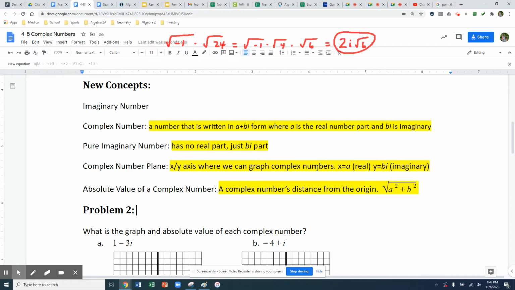A complex number plane is an xy axis, something we're used to seeing, where we can graph complex numbers. The x axis represents the real axis, and the y axis represents the imaginary axis. The absolute value of a complex number, just like the absolute value of a real number, is the number's distance. But here we're going to look at the number's distance from the origin, because now we have a two-dimensional plot, and then we can find its distance. We're going to lean on another old mathematician, Pythagoras, to find the absolute value, using that little formula, and we'll talk about why in just a second. We take the square root of a squared plus b squared to find the absolute value.